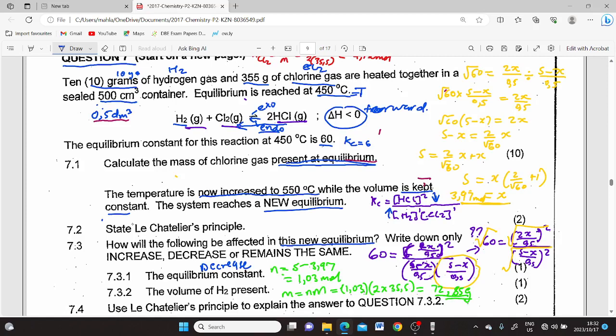The volume of H2 present. Now, the volume of H2 present, because we're favoring a reverse reaction, now this content will increase, because if we favor this one, we're going to add a lot of things on the reactant. So the volume of the reactant, of course, is supposed to increase.